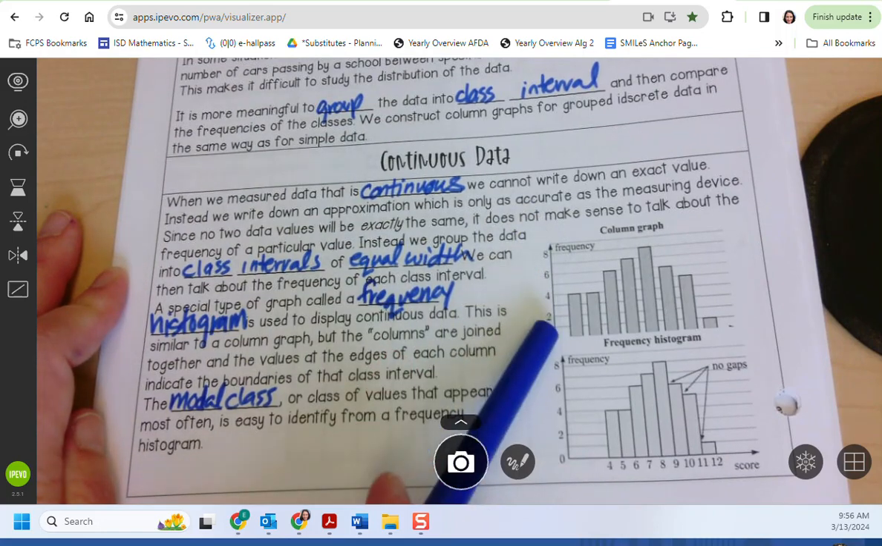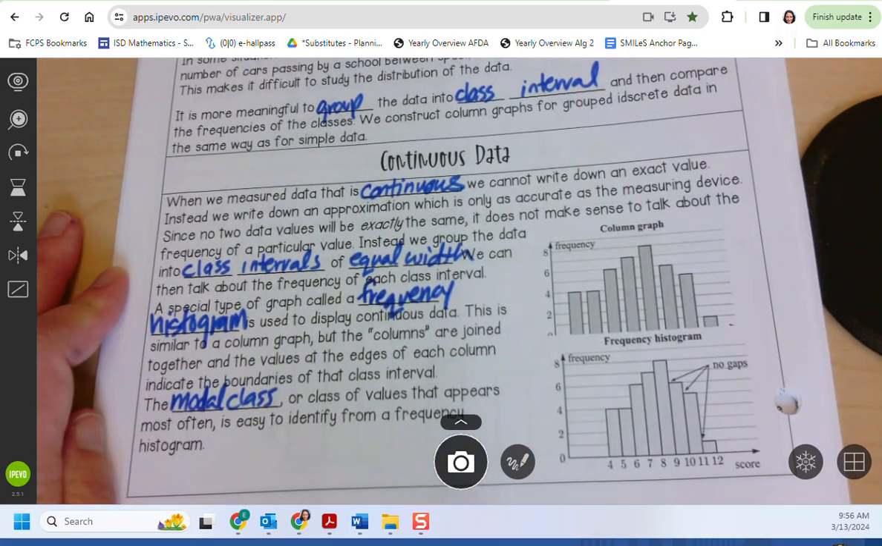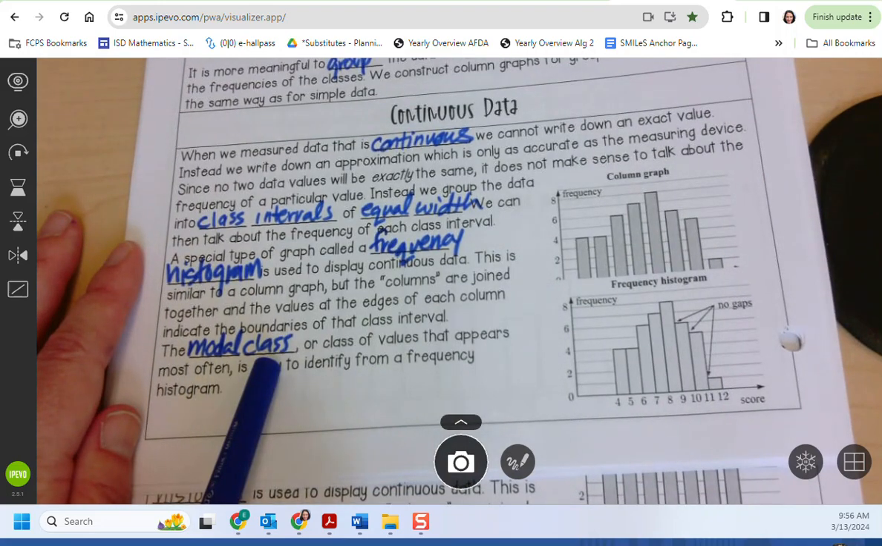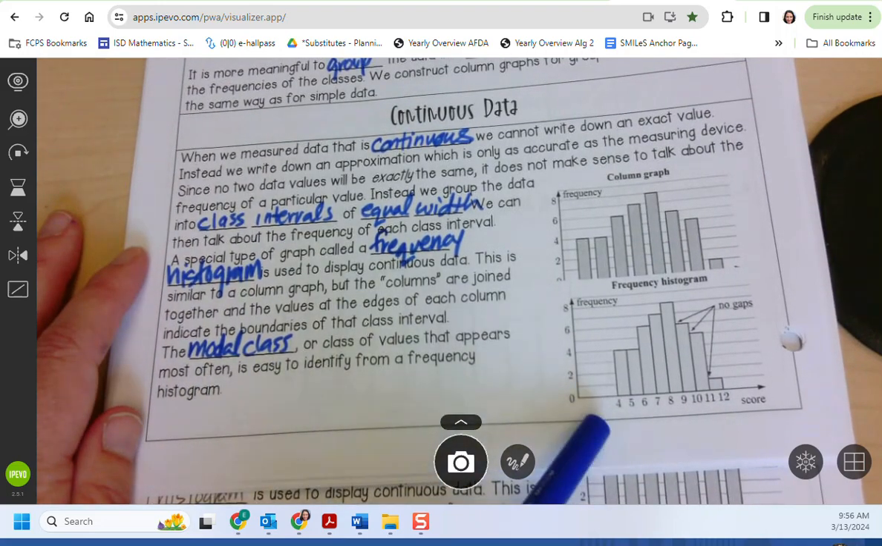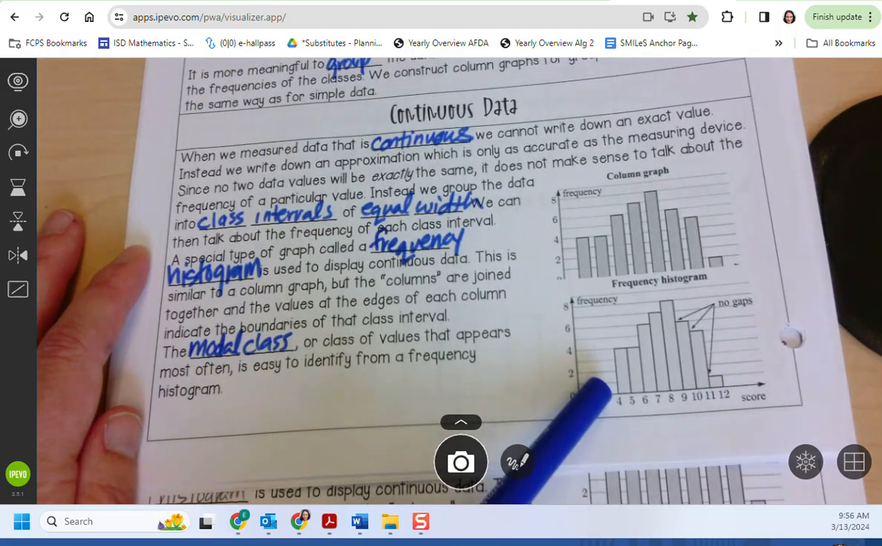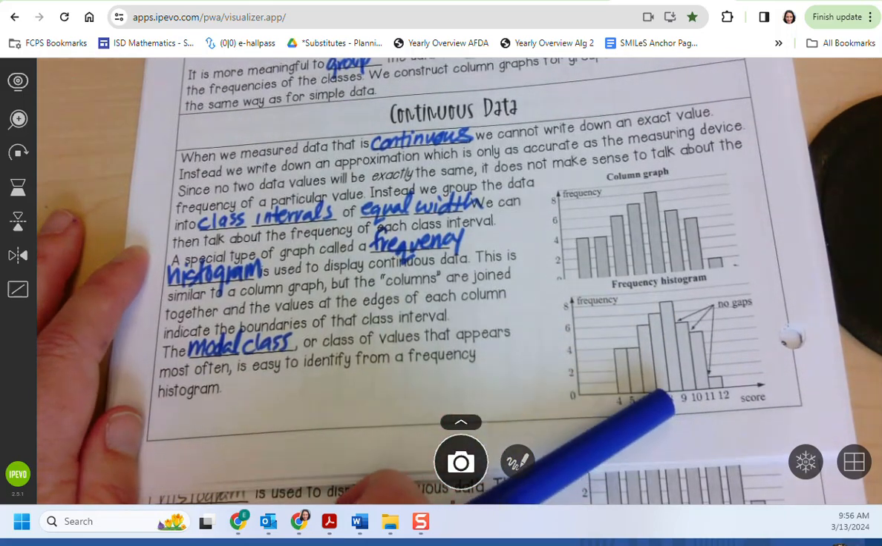Here's your frequency column graph. Here's your frequency histogram, to display the continuous data, similar to a column graph, but the columns are joined together. Instead of having a mode, we'll have a modal class. So instead of saying that the mode was year 7, if this was something that was continuous, I would say the modal class is between 8 and 9.